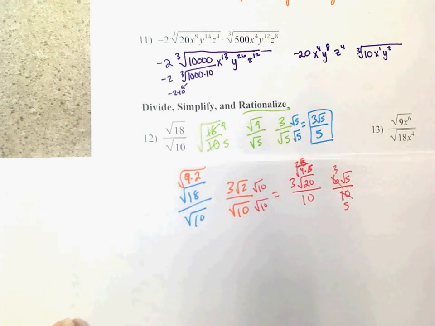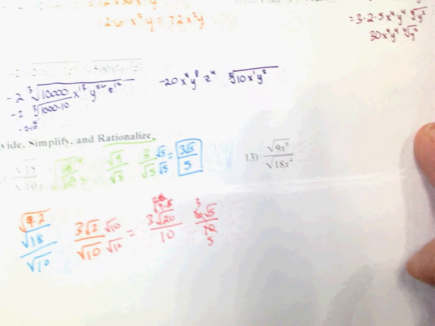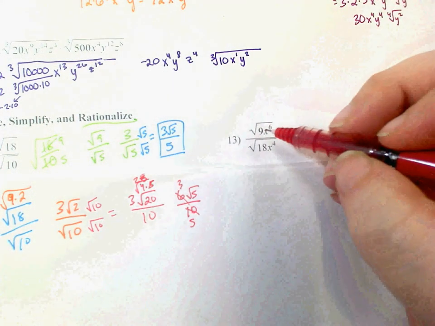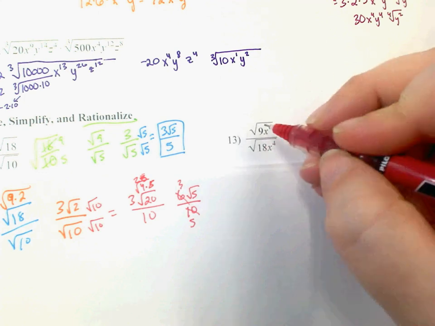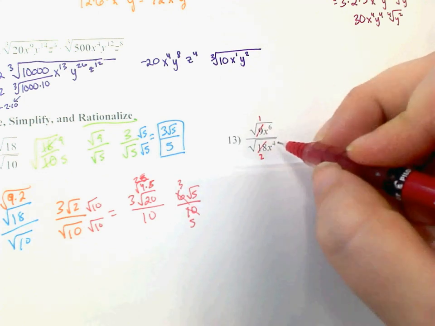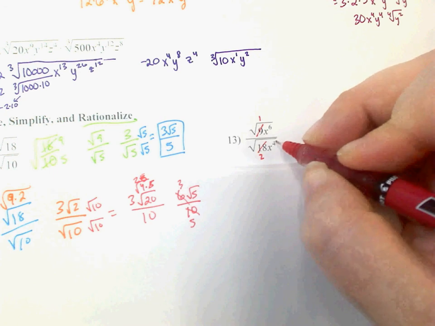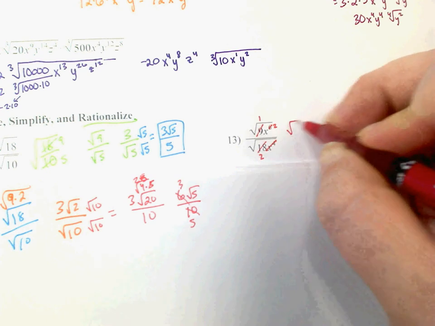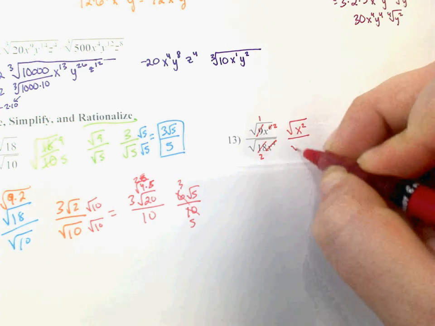On 13, like I said, simplify vertically. So 9 and 18 both divide by 9, so that's a 1 and that's a 2. And then x's, I see 4 of those canceling out with 4 of these, leaving me with 2. So I've really just got the square root of x squared over the square root of 2. And I know the square root of x squared is x over the square root of 2.